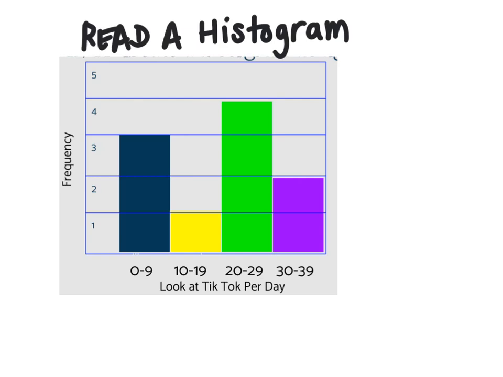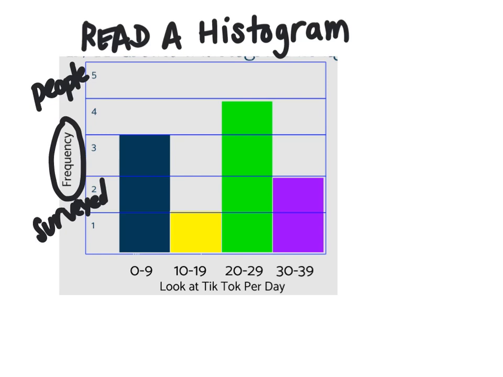Number one is the frequency, which is talking about how many people were surveyed. Okay, so this is really how many people were surveyed or asked. In this case, we want to go ahead and look at bar number one. So bar number one right here. Or let's just say 0 to 9, the range or the interval of 0 to 9. In this case, we can see that 3 people answered 0 to 9.